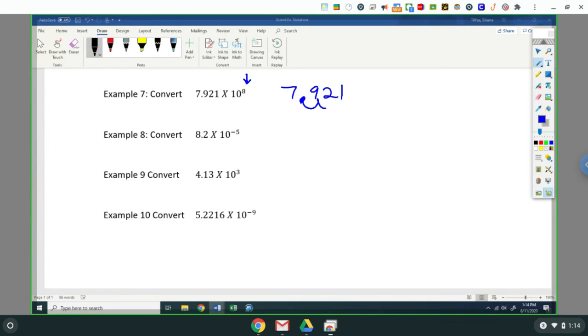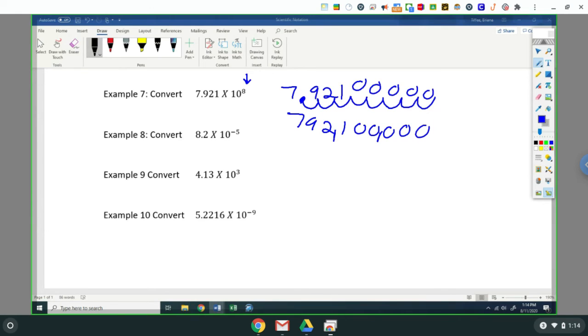I'm going to go 1, 2, 3, 4, 5, 6, 7, 8. And in all these blank spots, you put a 0. So your number will be, let me put some commas so I can read this, 792,100,000. Yes. But see, that's the reason why scientific notation is easier, because it's easier to say. So that's example 7. Why don't you go and try example 9?